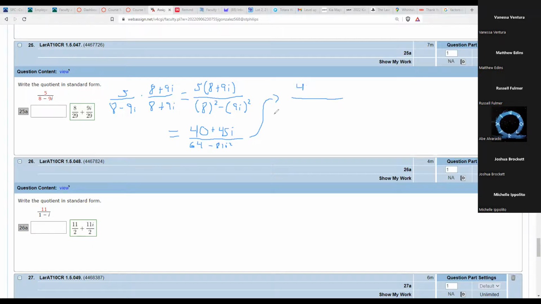Okay, so at this point you deal with this I squared, deal with the sign, combine those numbers, and you're going to end up with a 29 down here. Or actually 29 is after you reduce, but yeah, we'll see what happens.